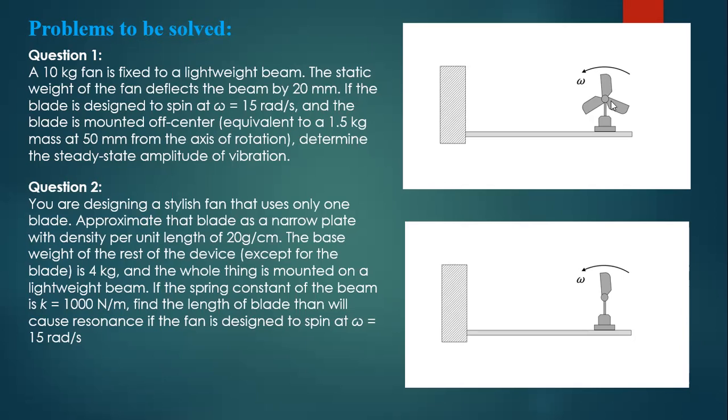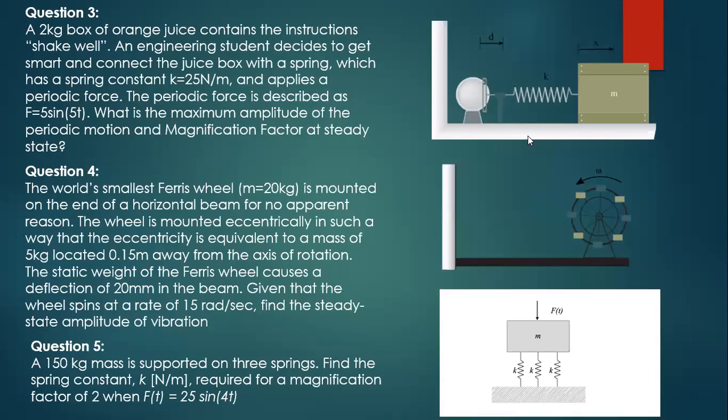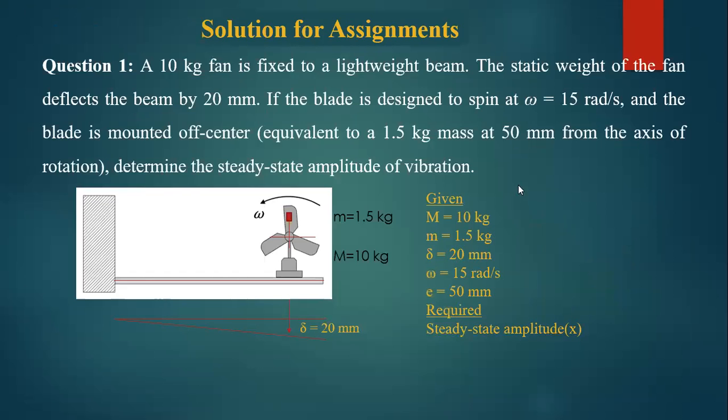So what it says, we have a fan here. This rotating fan has omega of 15 rad per second, and it rests on a lightweight, elastic beam. This beam deflects when the weight pushes it. So the static deflection due to the mass of this combined system is 20 millimeters. That means this system deflects like this. So let's go to the solution, how we can solve it.